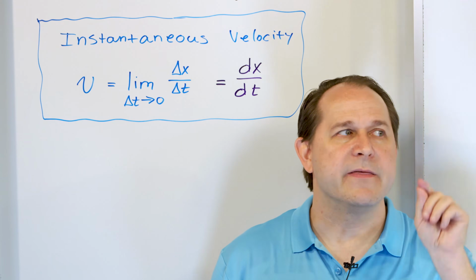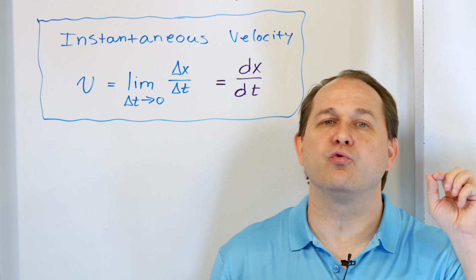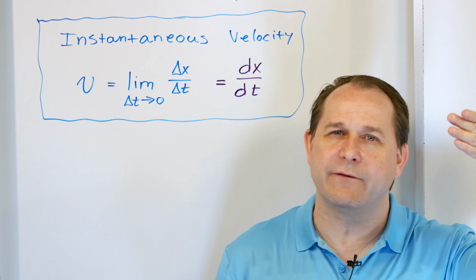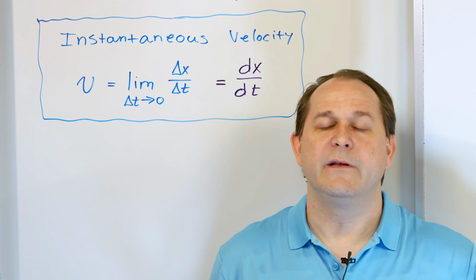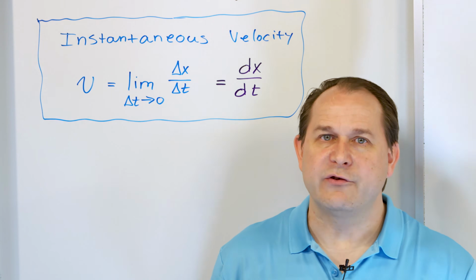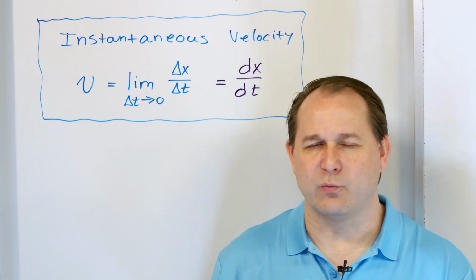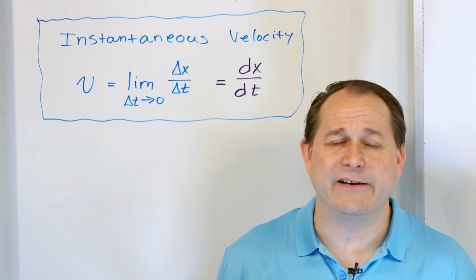I'm going to say it again. The velocity of a particle is the derivative, which is the rate of change of the position with respect to time. The velocity is the derivative of the position. Say it again and again, because that is always true.